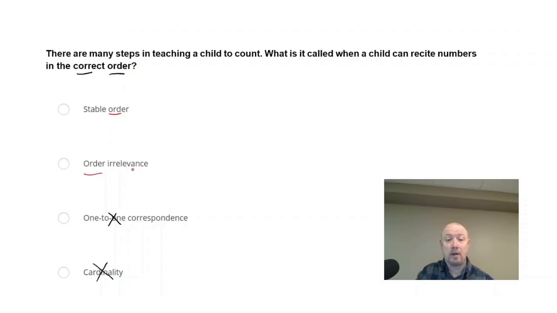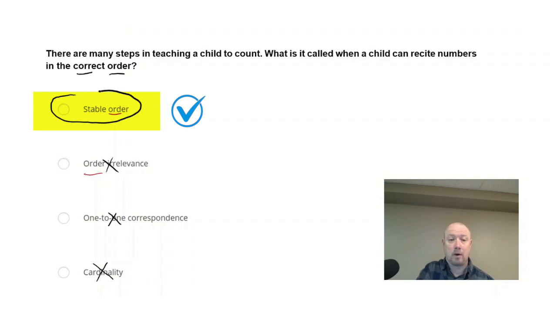Well, order irrelevance means that a student can count the objects in any specific order. It doesn't matter where they start. So that is not what we're looking for here. In this case, the correct answer, if we want to be able to recite numbers in the correct order, would be stable order.